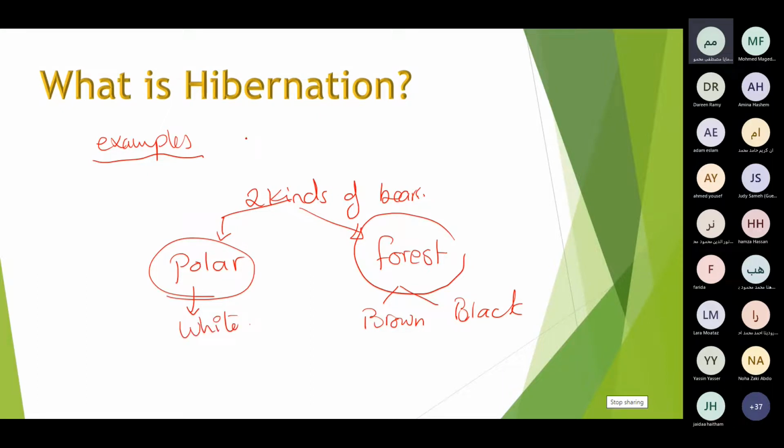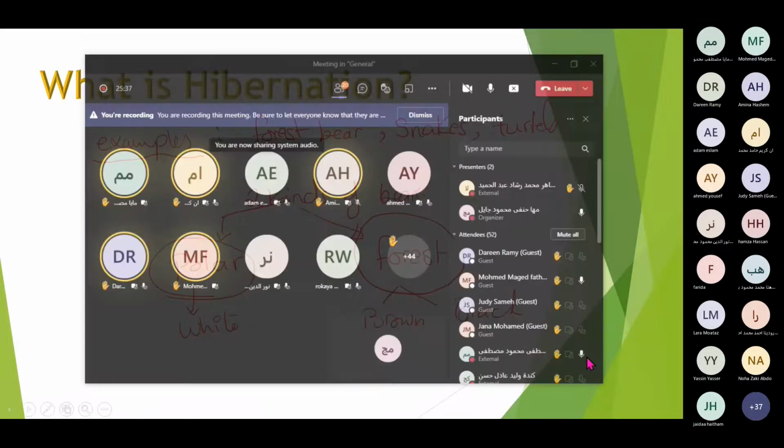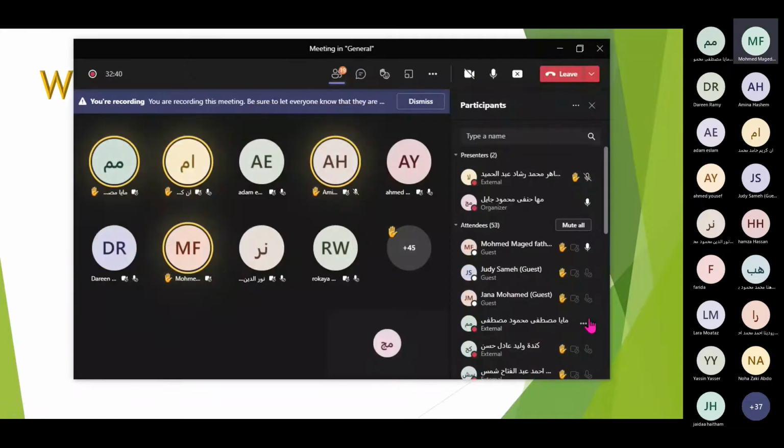Excellent, okay. So here we have some examples of the animals that hibernate in the winter. We have the forest bear, and we have some snakes, right? And turtles. Excellent, turtles, yes. And some frogs. Okay, thank you. Let's see another friend. Thank you for participation.